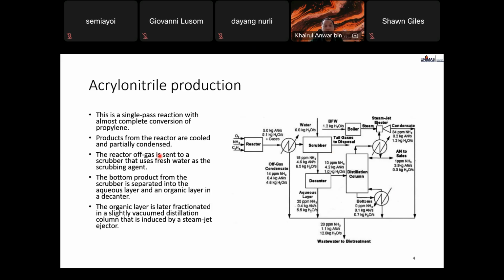So this is a single pass conversion with almost no conversion of the product, which is cooled and condensed. The vapor product is sent to a scrubber and uses fresh water as the scrubbing agent. The bottom product of the scrubbing is sent into the first layer, the organic layer in the decanter. The layer is purified with a distillation column.